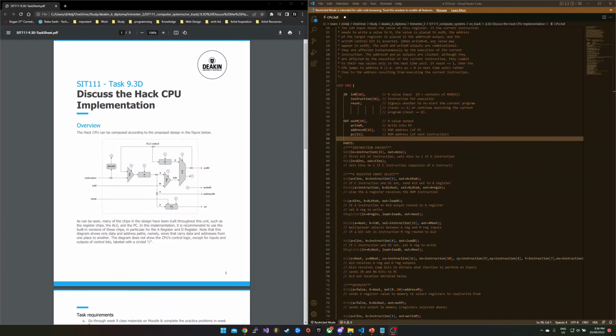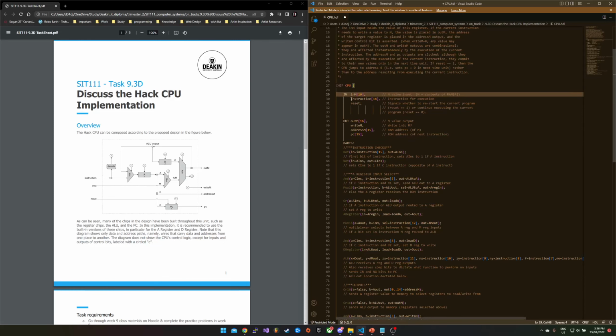Hello there. Today I'll be talking about this Hack CPU HDL implementation. So right away, looking at the CPU inputs and outputs here, it's receiving one input from the M register, as you can see coming around here, one instruction input, which is coming from the ROM, one reset bit as well, which if hit restarts the program.